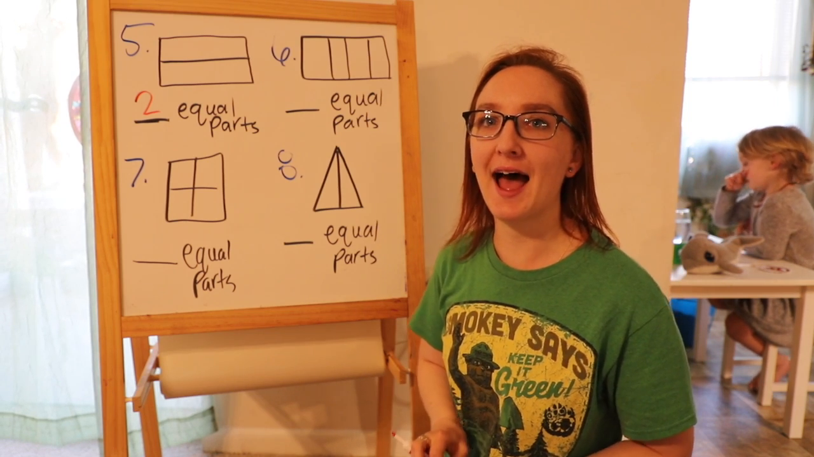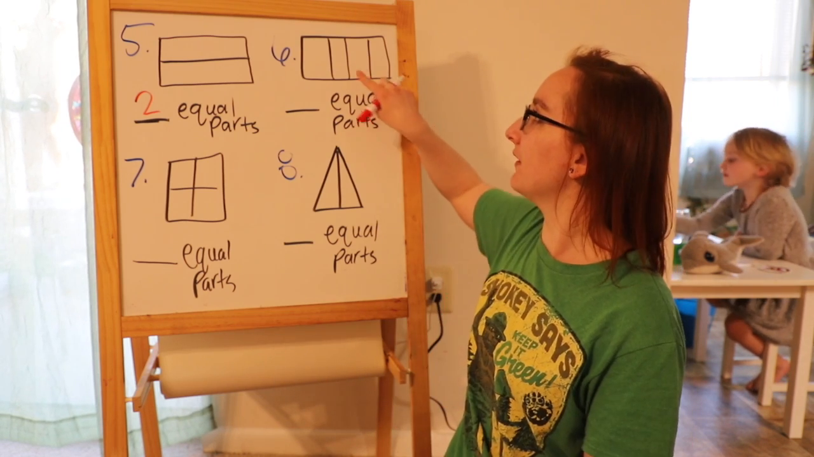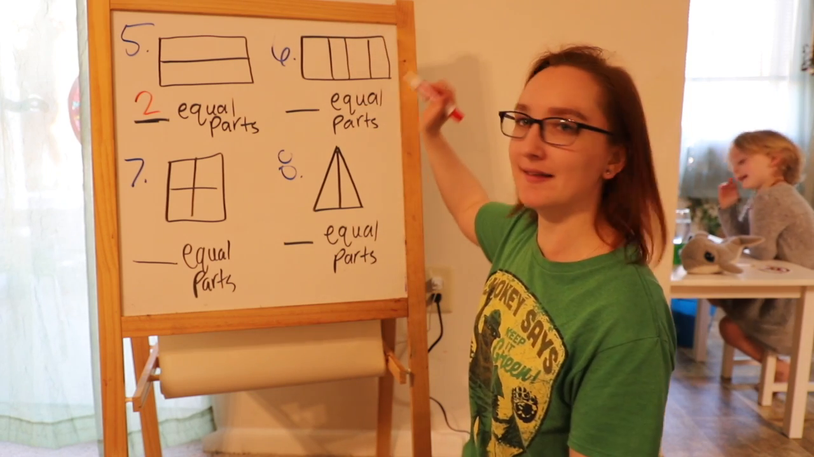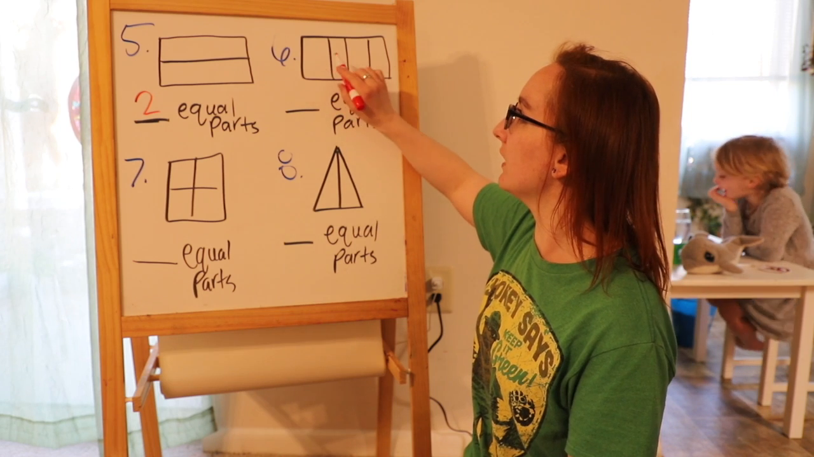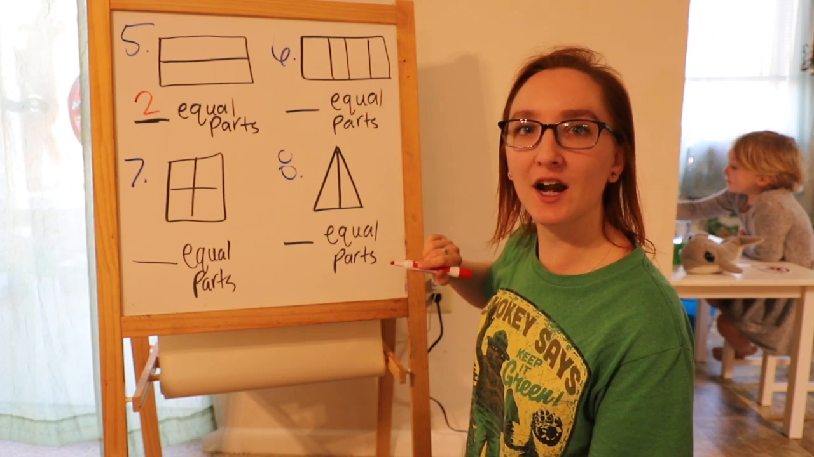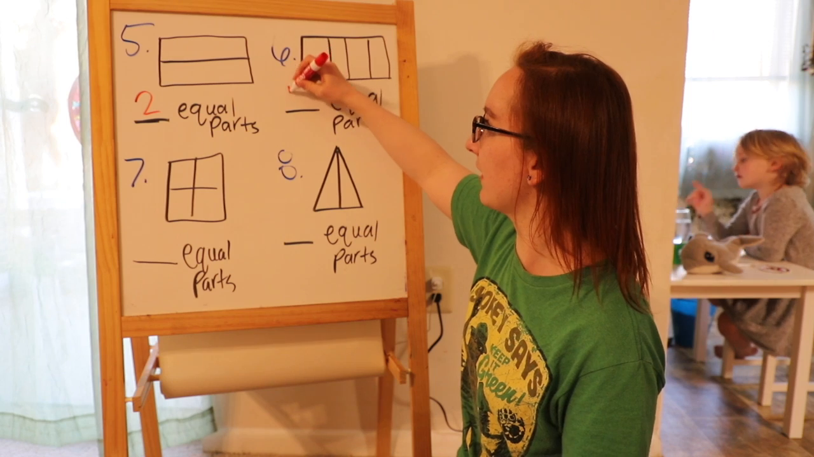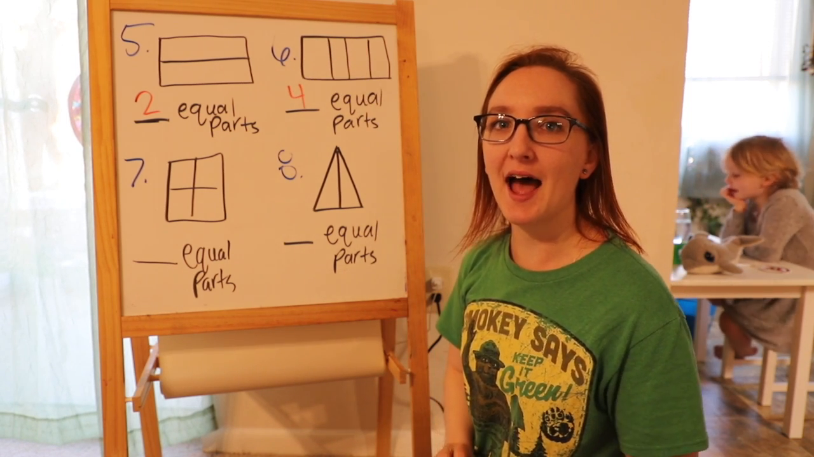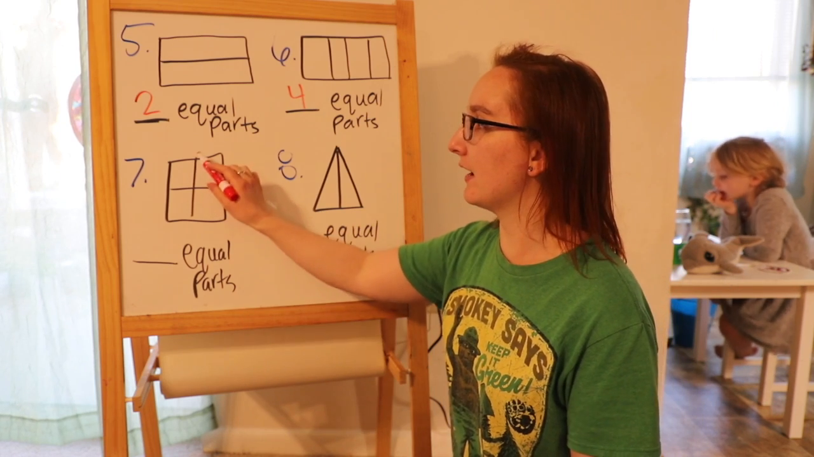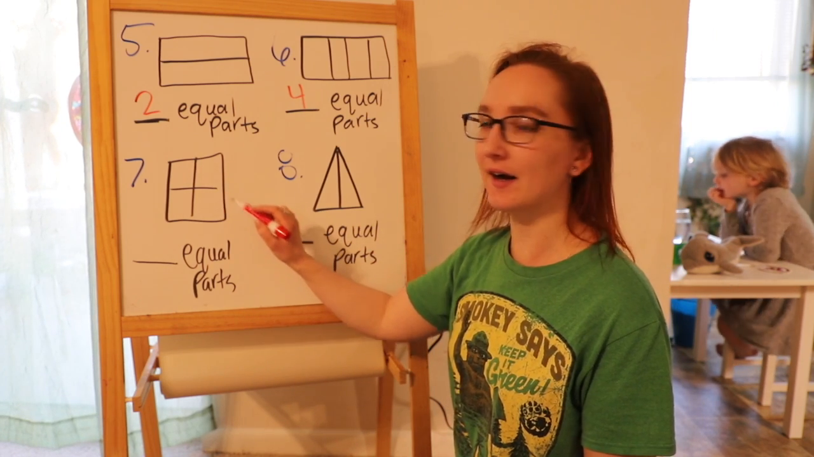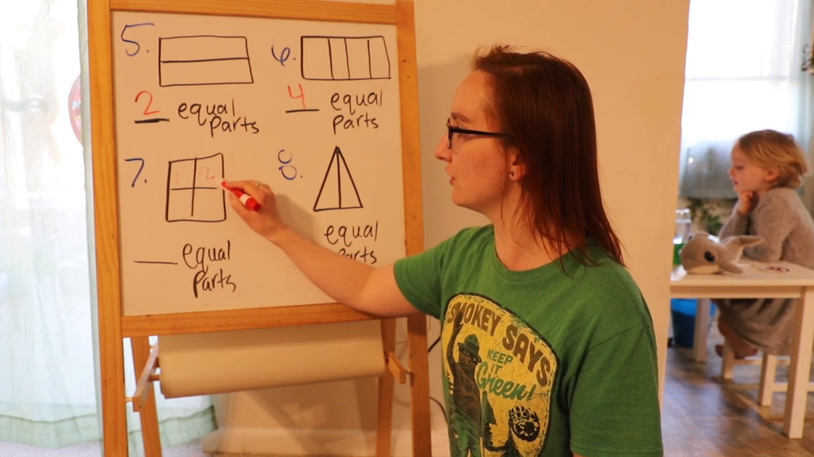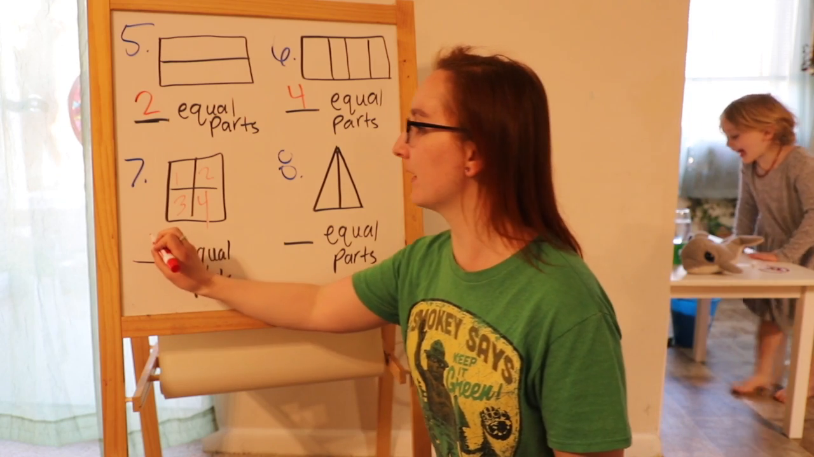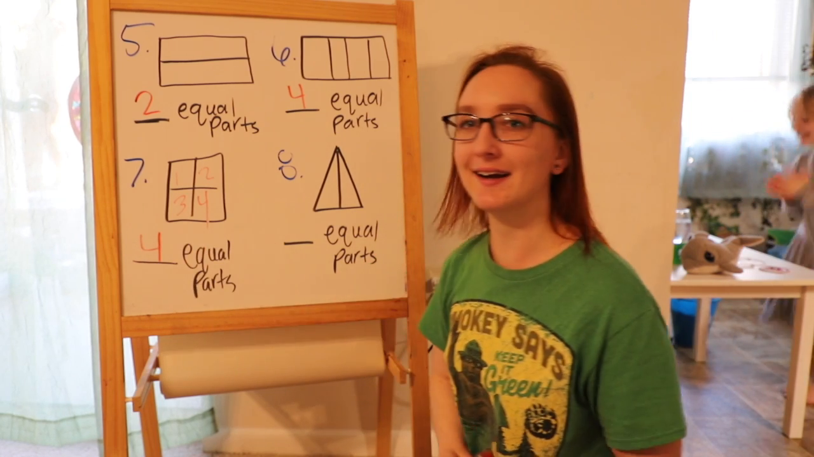Next we're going to look at number 6. Number 6, we have another big rectangle, and they drew 3 lines in here. So we have 1, 2, 3, 4 equal parts here. So we're going to write 4 in here. Number 7, we had a square, and they drew 2 lines right in here. So we have 1, 2, 3, 4 equal parts. So we're gonna write 4 in our blank right here.